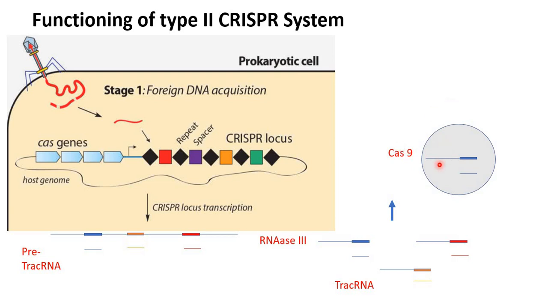So this guide RNA is guiding Cas9. This is the guide RNA, and it is guiding Cas9 where to chop out the DNA. So this is a type 2 CRISPR system.